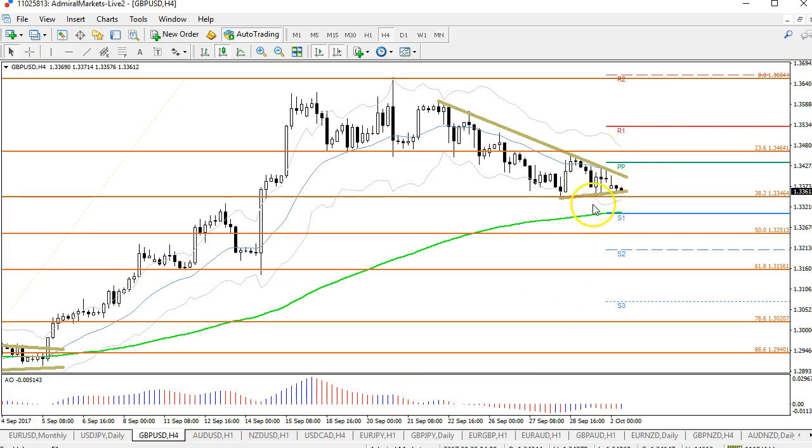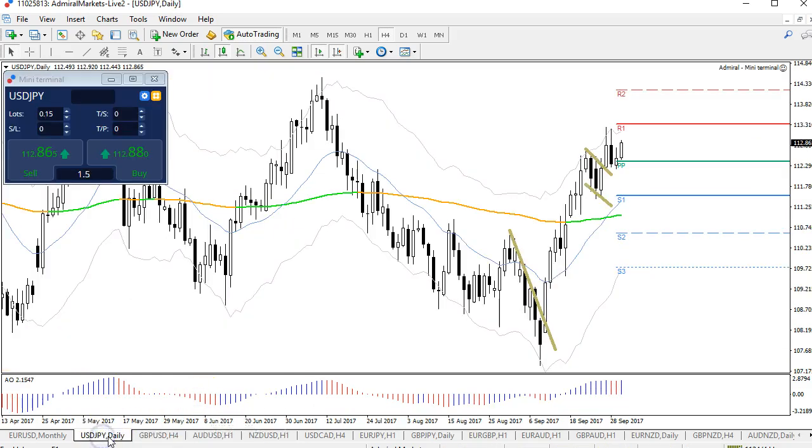So pound dollar is more or less the same. It's this game between the fibs. Will it bounce and revert back into uptrend, or will it still retrace deeper?